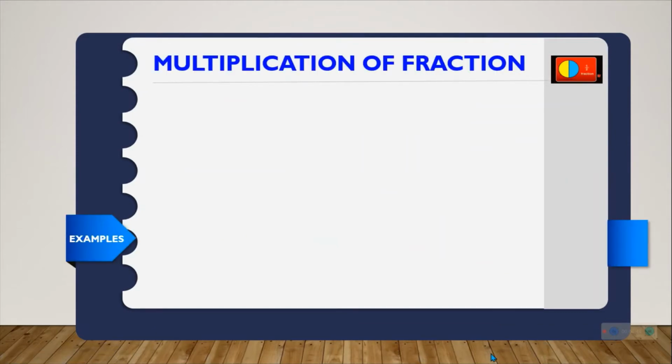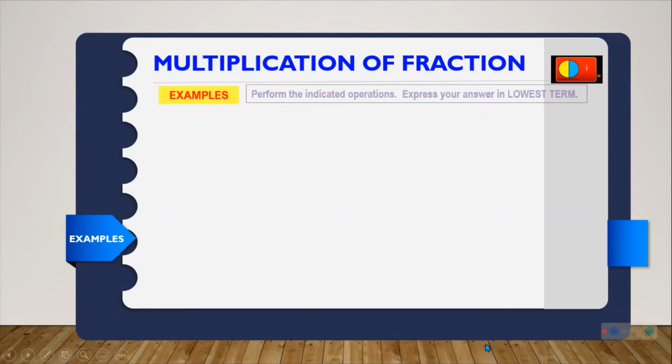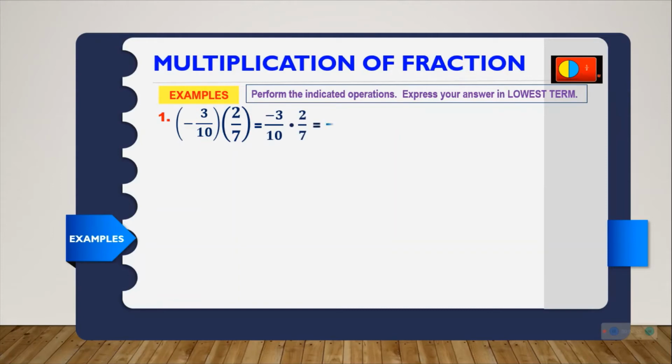Next, multiplication of fraction. Example. So, negative 3 over 10 times 2 over 7. So, we will multiply negative 3 over 10 times 2 over 7. So, negative 3 times 2 over 10 times 7. So, negative 3 times 2 is negative 6. Then 10 times 7 is 70. Then get the lowest term.